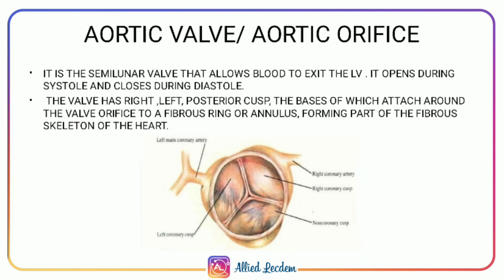The aortic valve guards the aortic orifice. It is a semilunar valve that allows blood to exit the left ventricle. It opens during systole and closes during diastole. In the picture, you can see the aortic valve as an inverted Mercedes-Benz symbol, and there are three cusps, namely right, left and posterior cusp. The posterior cusp is also called the non-coronary cusp.